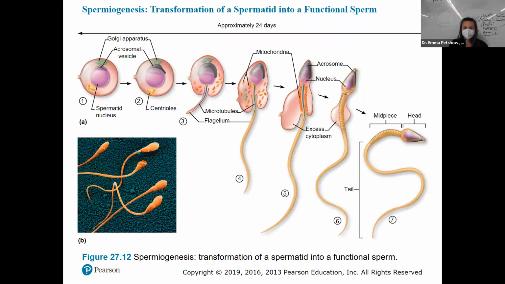So the head with the acrosome contains genetic info. The body or mid piece is metabolically active. And then your tail is your mobility center.